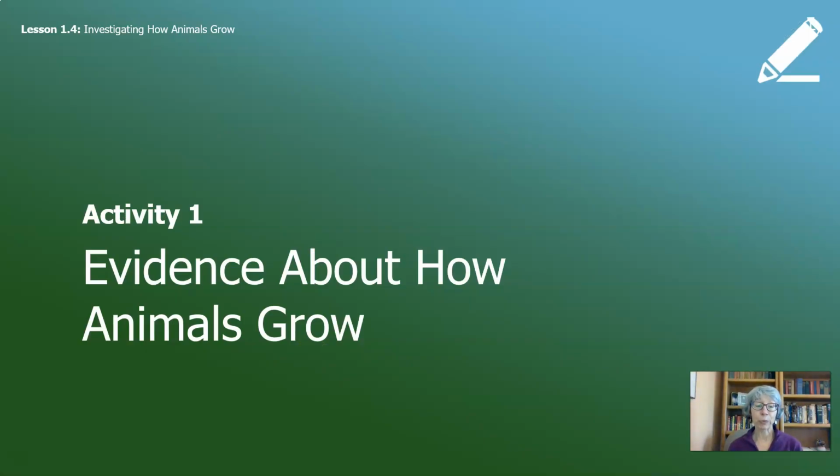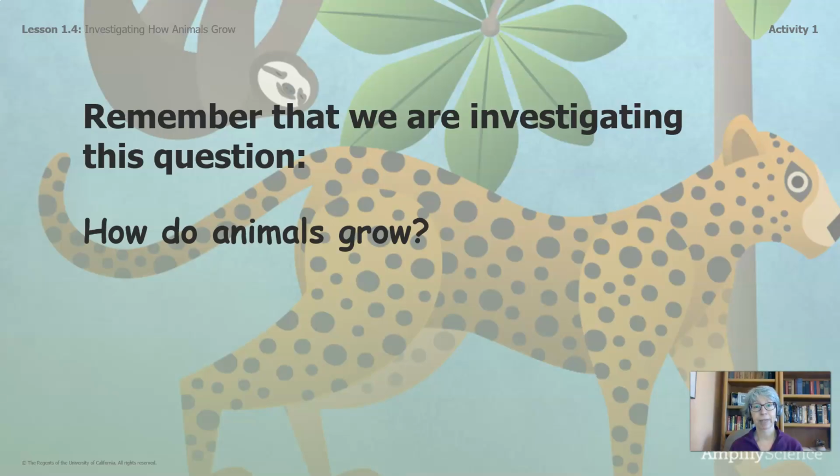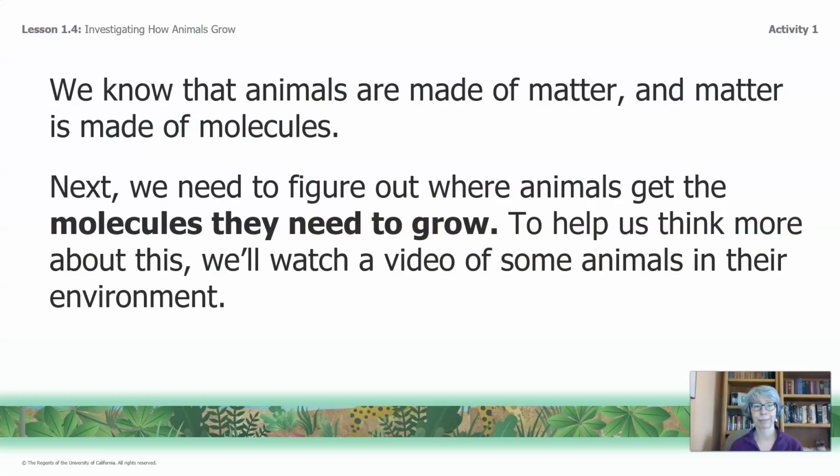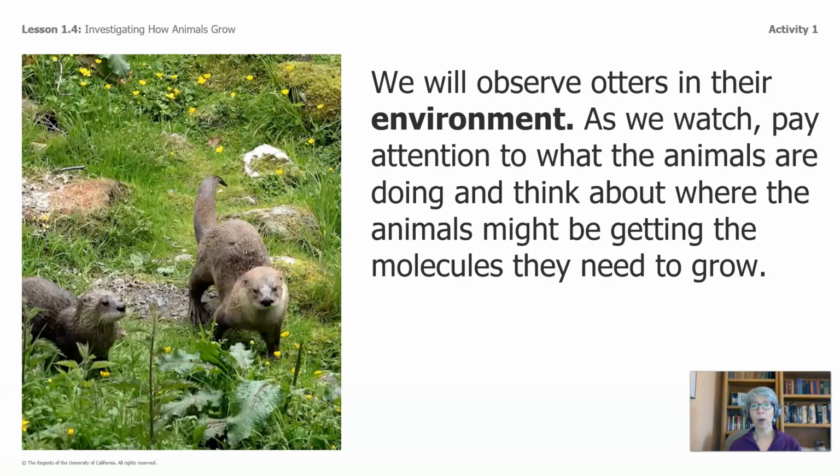So this video has 3 activities. The first video, we will be looking at the evidence on how animals grow. The question we're investigating is, how do animals grow? We know that animals are made of matter, and matter is made of molecules. Next, we need to figure out where animals get the molecules they need to grow. To help us think more about this, we'll watch a video of some animals in their environment. We will observe otters in their environment.